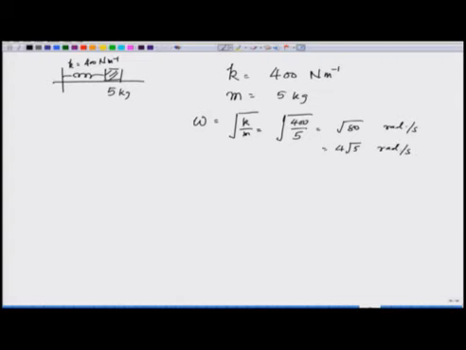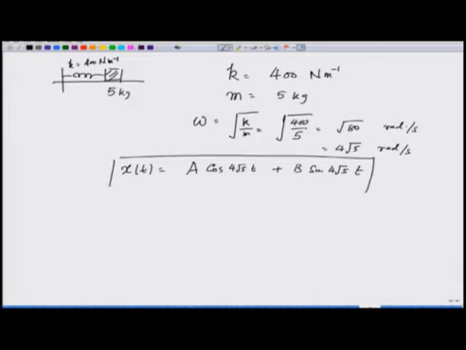General motion x(t) is going to be some constant a cosine of 4 root 5 t plus b sine of 4 root 5 t. However, what you are given is that it is pulled by a distance of 0.5 meters and released. So that means v at t equals 0 is 0. You just pulled it and released it. What is the subsequent motion?